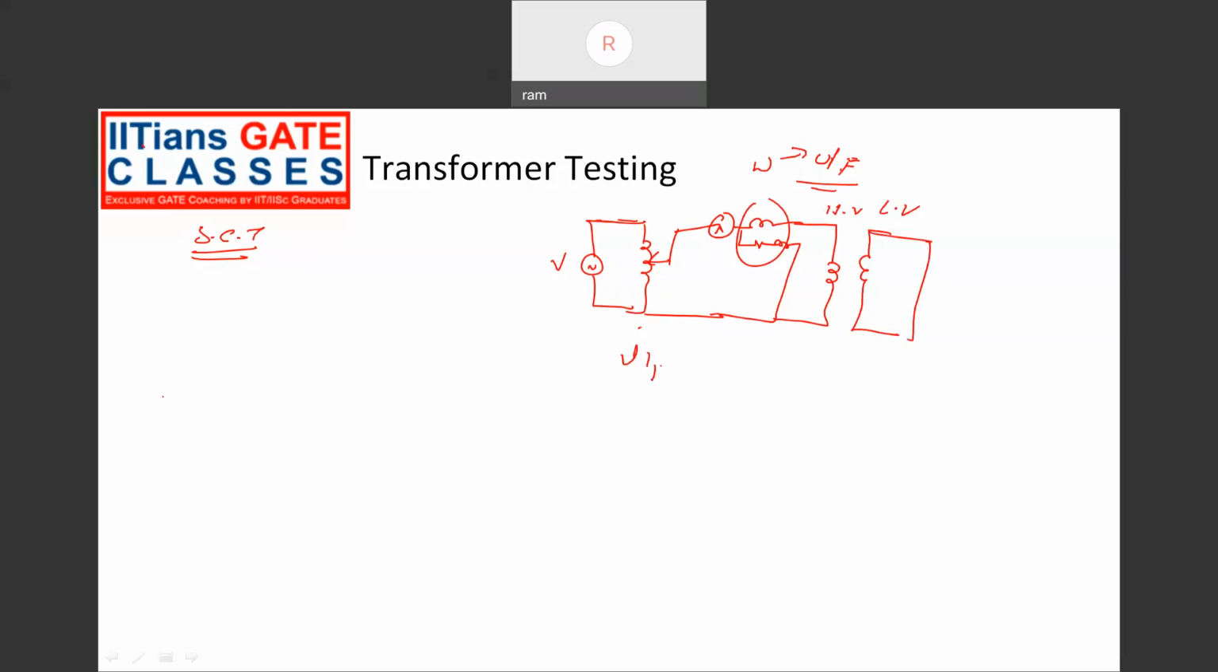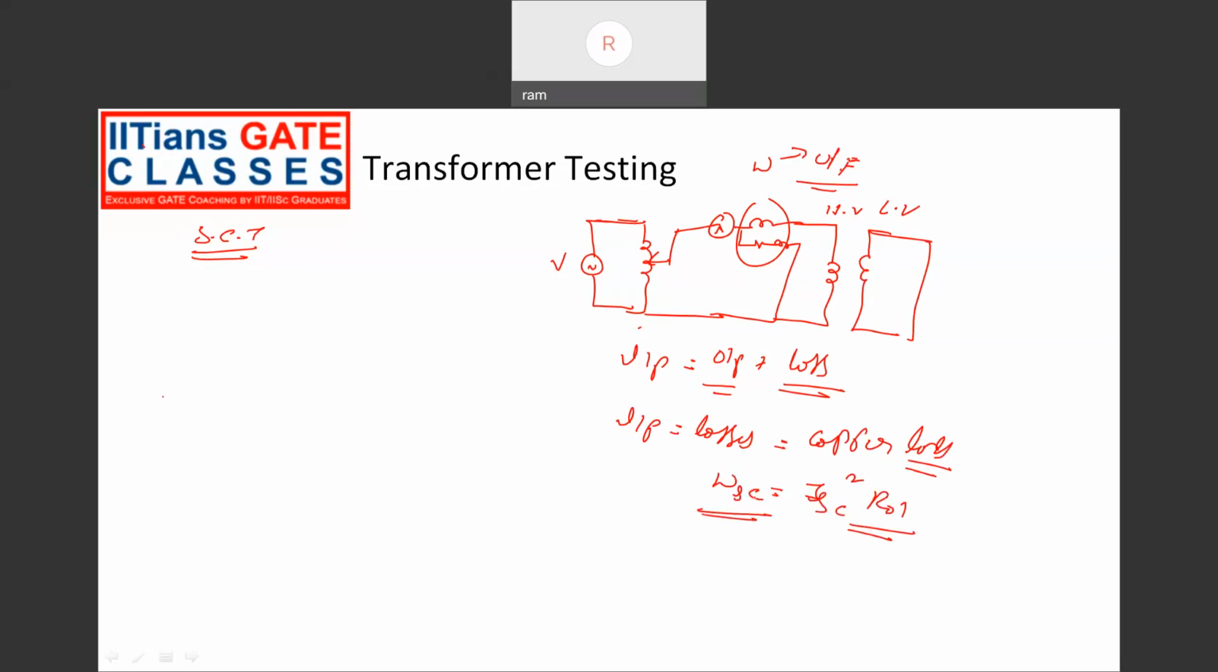So we know that input equals output plus losses. Output is shorted, right? So V is 0, so the output power is 0. So the input power equals losses, that is equal to copper losses. That is, let's say the current flowing is the short circuit current, so ISC square into R01. So this is nothing but the wattmeter reading.